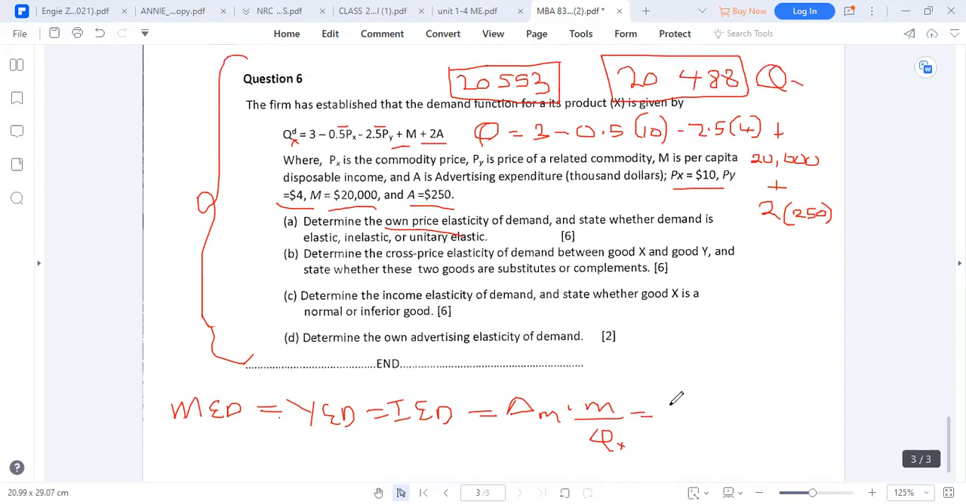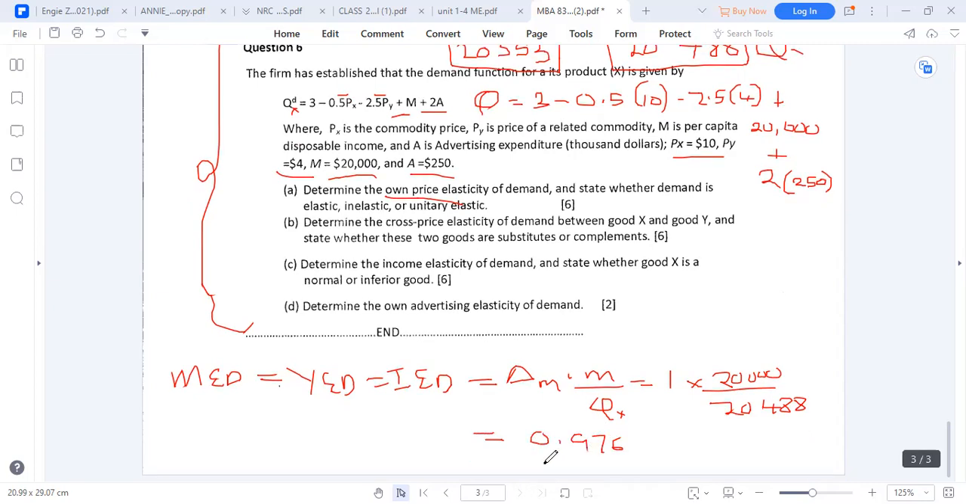It's 1, right? Positive 1. If there's no number, we know there's a 1 there. And what was the actual income? 20,000. And QX was what? 20,488. So in this case, we're just dividing 20,000 by 20,488. So here we're going to get positive 0.976. It's positive. What's the comment we're getting here?